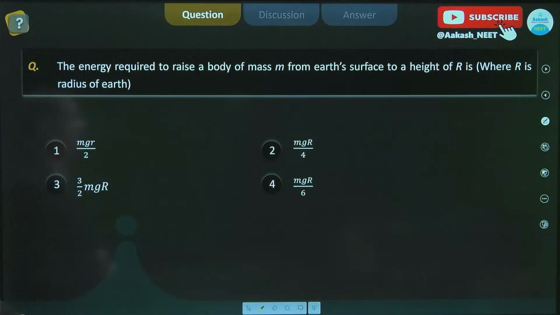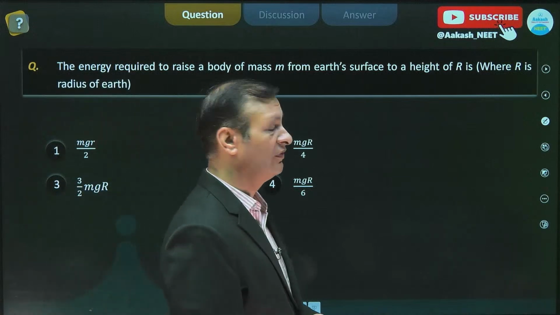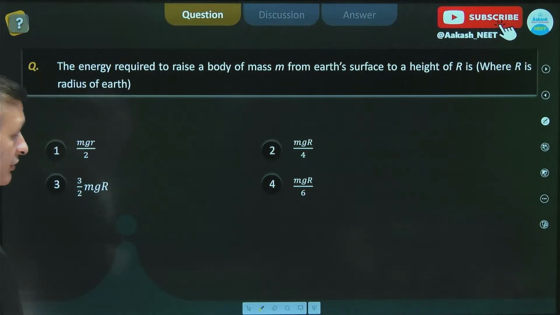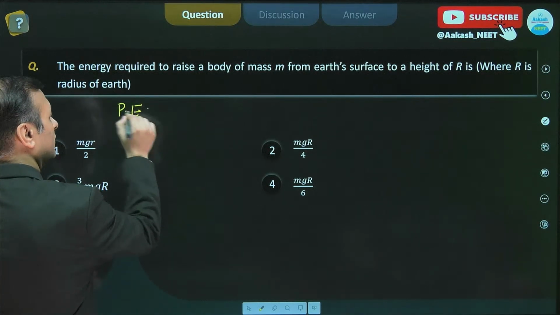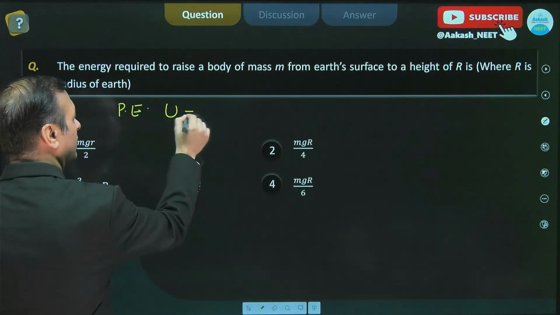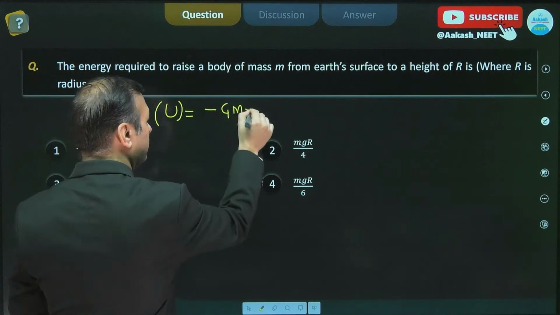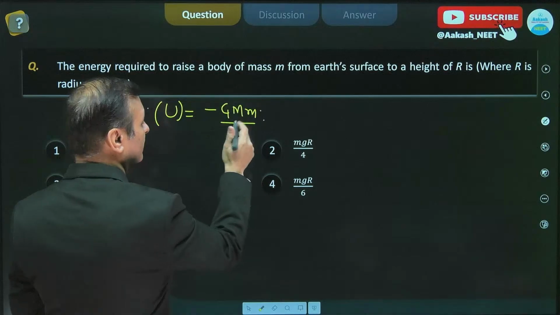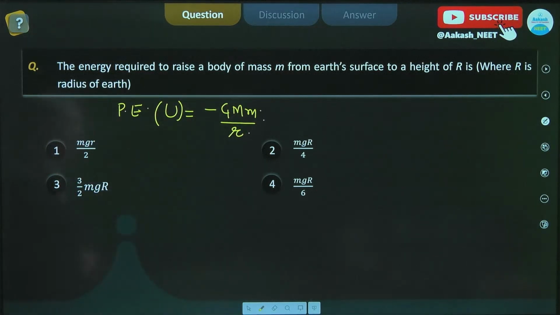Now, energy required to raise a body of mass m from Earth's surface to a height of r, where r is the radius of Earth. We know gravitational potential energy is minus GMm by its position, or the separation, or its orbital radius. You say it like that.